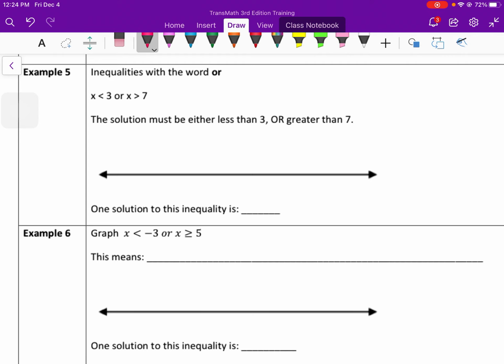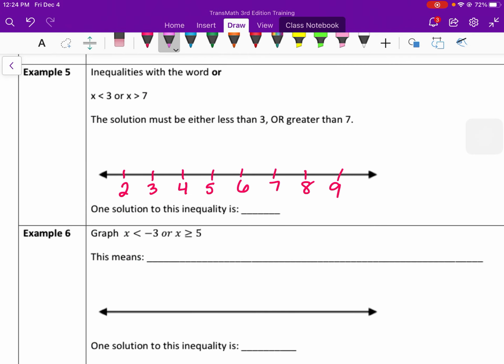Or. Inequalities with the or. So this is read as x is less than 3 or x is greater than 7. So that means the solution must either be less than 3 or greater than 7. So if I want to graph this, I'm going to start with 2 and count by just ones up to a little bit bigger than 7. Go to 9.